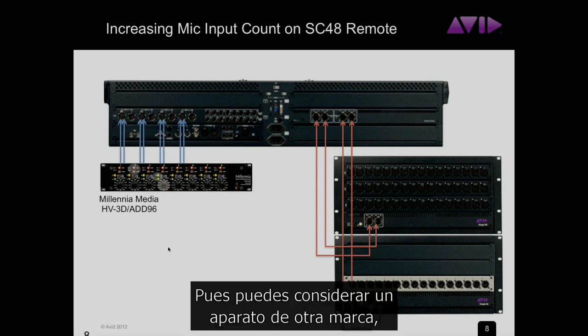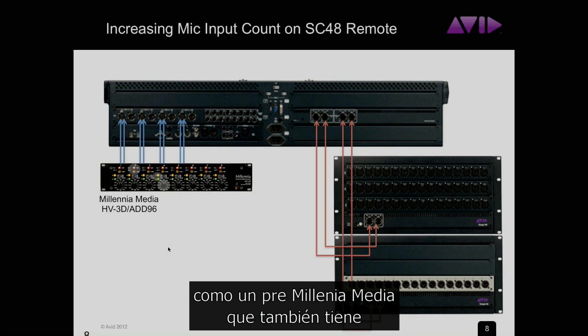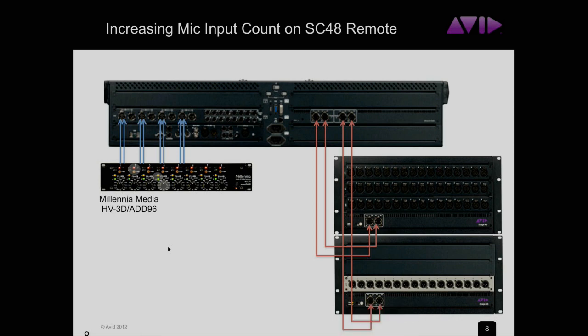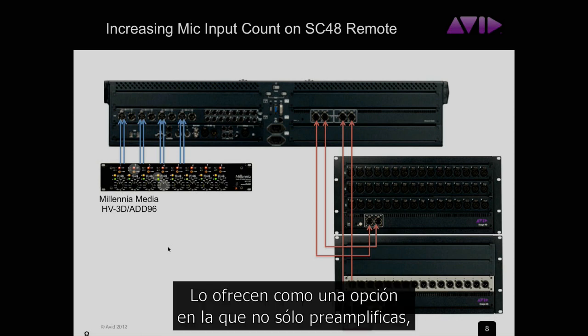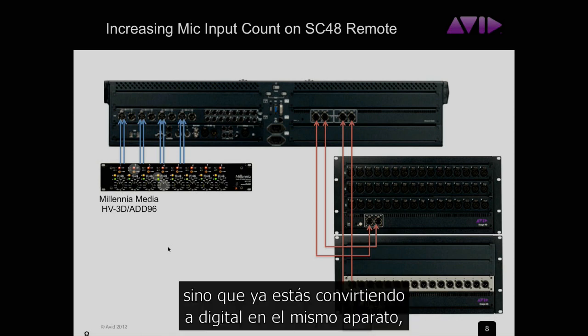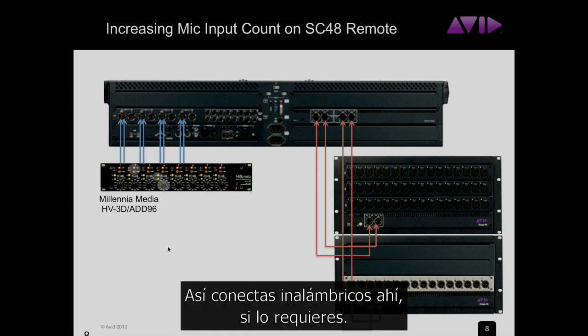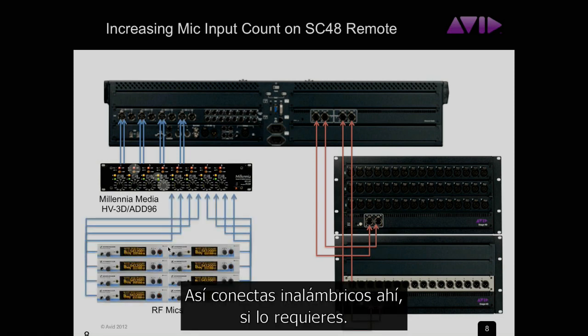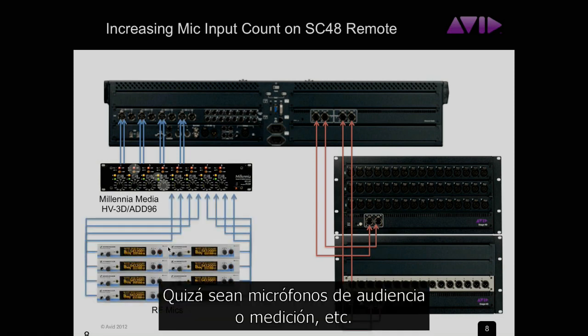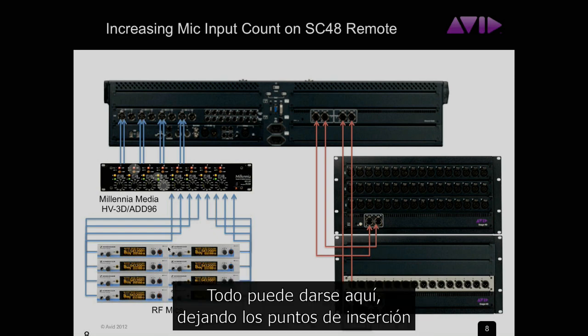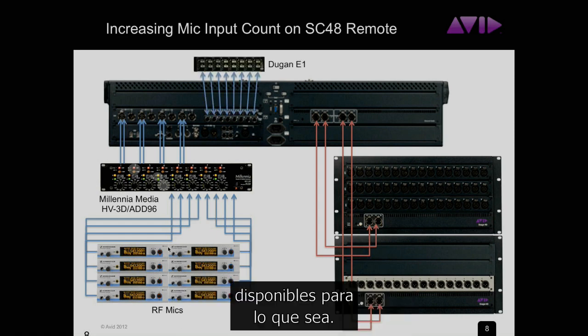Well, you could look into a third-party device like a Millennium Media preamp, which also has a converter package built into it. They offer that as an option where you're not only preamping, but now you're converting to digital in the same device, and bring that in the AES inputs on the back of the console. That way you could still plug in your wireless there if you needed to do it, or whatever. Maybe it's going to be audience mics or measurement mics, etc. That could all happen here and still leave those insert points available for whatever you wanted to use them for.